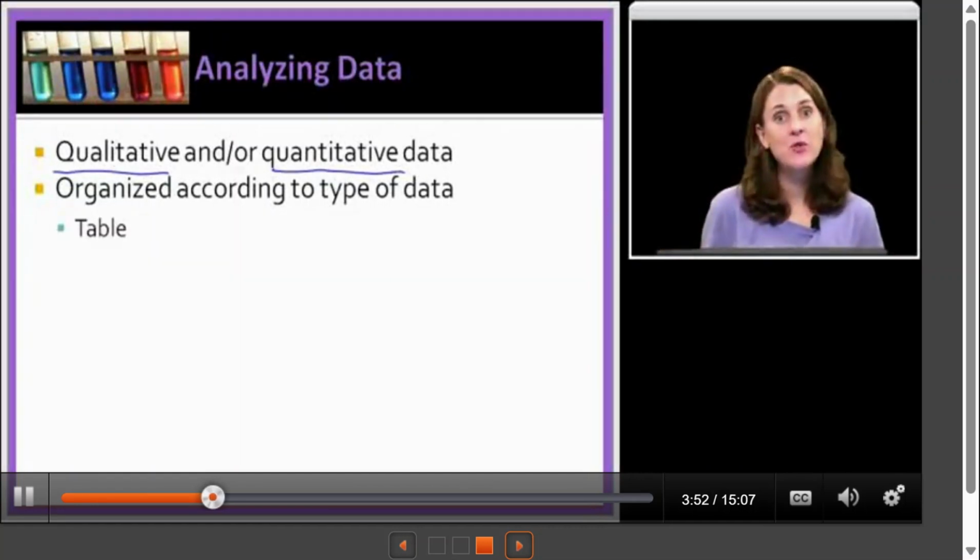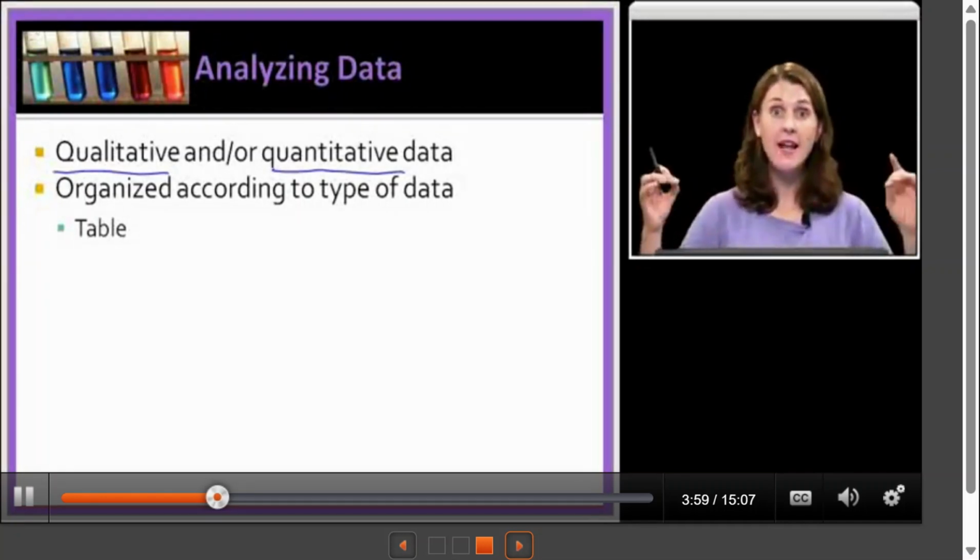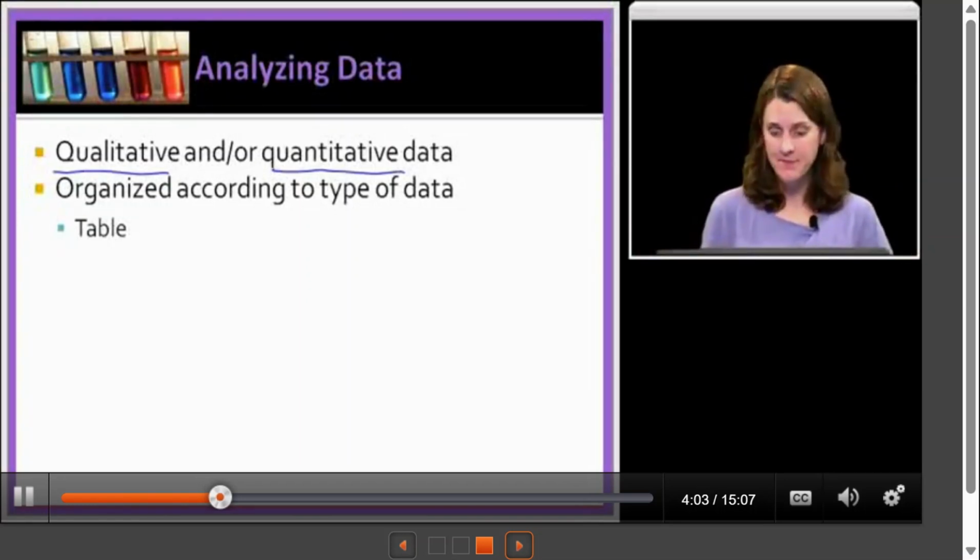So a few different ways you could do that. The first way would be to take whatever it is you've recorded during the experiment and put it in an organized data table format. We'll take a look at what a data table might look like here in a moment.